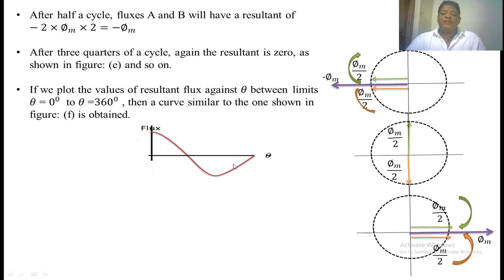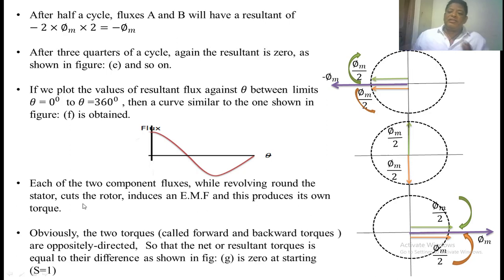On the x-axis take theta, and on the y-axis take the flux. Every 90 degrees, we find the resultant of these two rotating components and plot that resultant flux on the y-axis. We get this type of plot: at 0 degrees maximum, at 90 degrees it is 0, after another 90 degrees negative maximum, and after another 90 degrees it comes back to 0. This point is represented in this diagram. Now we are assuming that the sinusoidal flux has two rotating fluxes in the stator, both rotating in opposite directions.